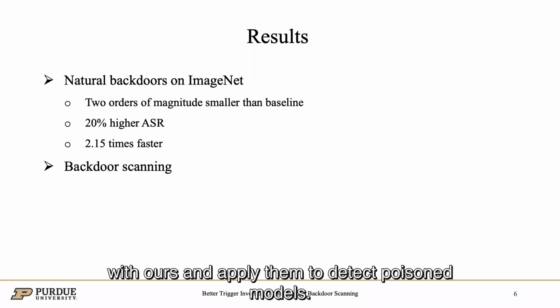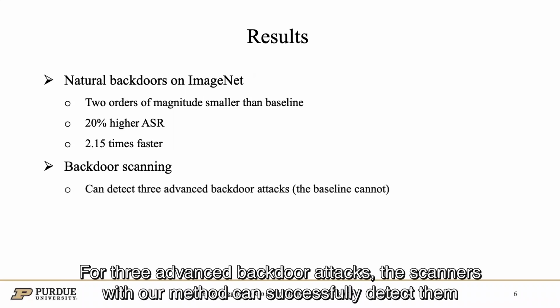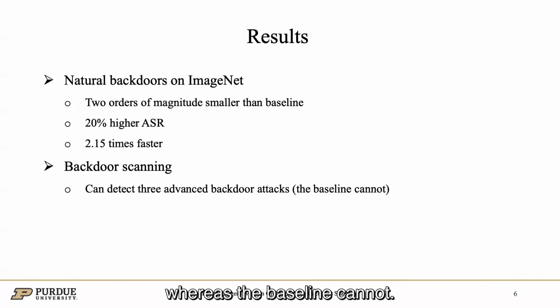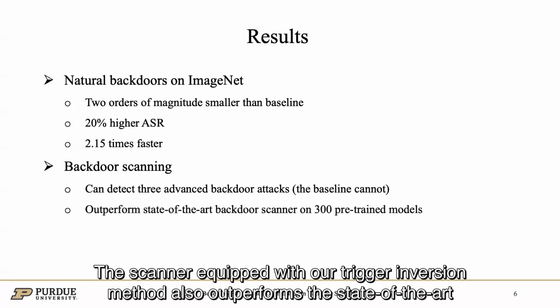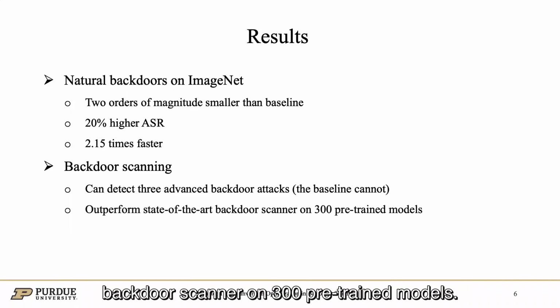For backdoor scanning, we replace the trigger inversion method in existing backdoor scanners with ours and apply them to detect backdoors in the models. For 3 advanced backdoor attacks, the scanners with our method can successfully detect them, whereas the baseline cannot. The scanner equipped with our trigger inversion method also outperforms the state-of-the-art backdoor scanner on 300 pre-trained models.